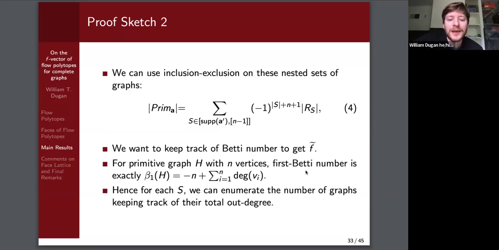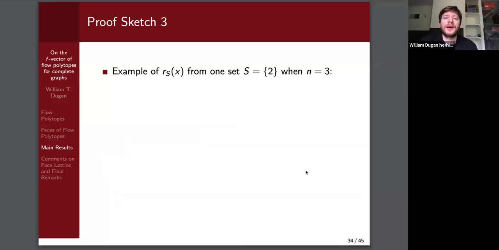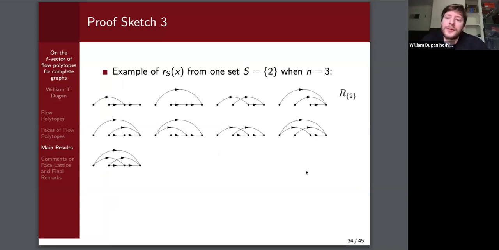All right, so we're now going to enumerate, for each s, the number of graphs and keep track of these Betti numbers as a generating function. Okay, so let's see an example of R_S for the set s equals 2 and n equals 3. So this is now the set R sub 2 when n equals 3, and I've ordered them by row according to their Betti number. The ones in blue have first Betti number 0. The ones in orange have first Betti number 1, and the ones that are green have first Betti number 2.